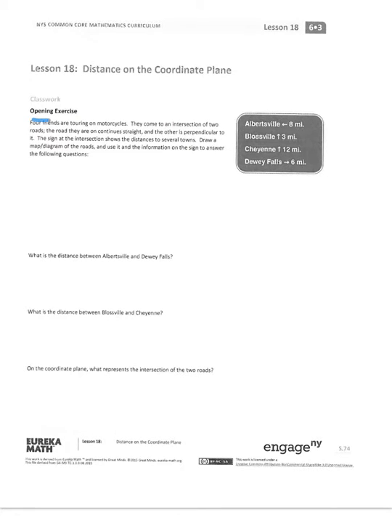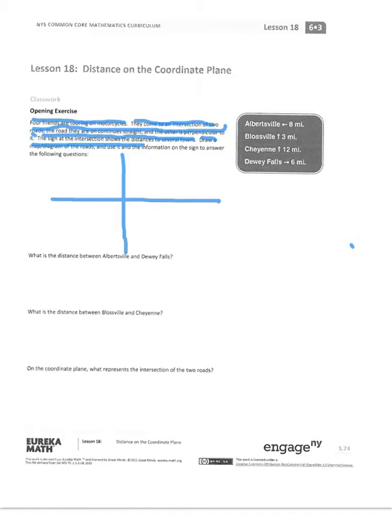Alright, now on this page you have 4 friends touring on motorcycles. They come to an intersection of 2 roads. The roads they are on continue straight, and the other is perpendicular to it. The sign at the intersection shows the distances to several towns. Now what they're talking about is two lines that are intersecting. There's my y-axis, and there's my x-axis. It says here, draw a map diagram of the roads and use it and the information on the sign to answer the following questions.